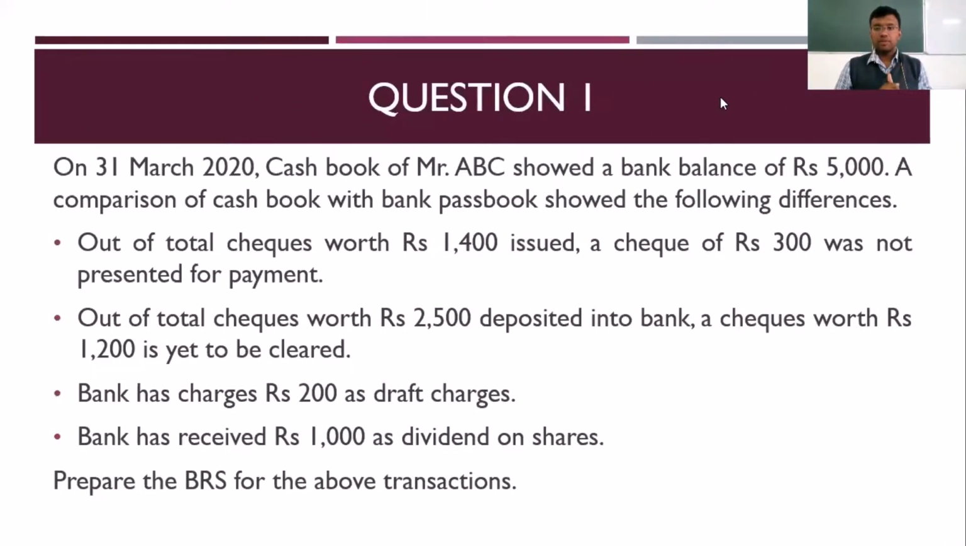Dear students, in this session, we will be focusing on the numerical with regards to preparation of the BRS, a bank reconciliation statement. So let's look at the first numerical. The numerical states that on 31st March 2020, the cash book of Mr. ABC showed a bank balance of rupees 5,000. A comparison of the cash book with the bank book showed the following differences. They've given us 4 transactions, and we've been asked to prepare the BRS. So let's go about with the preparation of this particular question.